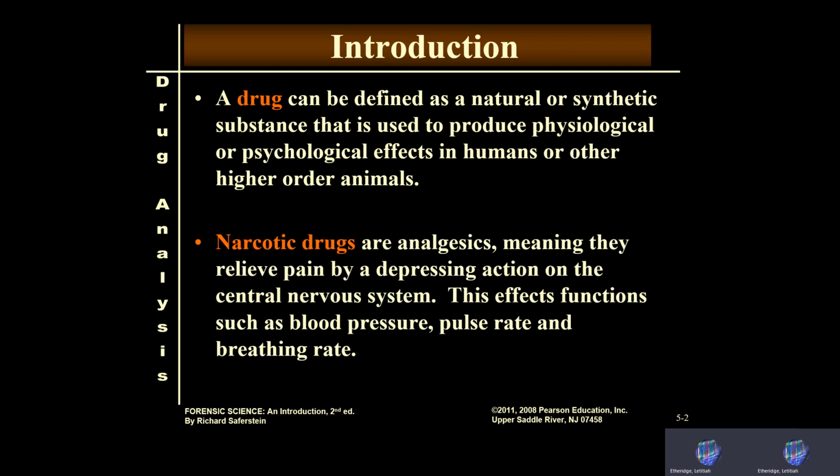When we talk about what a narcotic drug is, these are going to be analgesics, meaning that they're going to relieve pain, and they relieve pain by depressing our central nervous system. All of those things will affect all sorts of systems in the body. That's going to include our blood pressure, pulse rate, and then obviously our breathing rate.